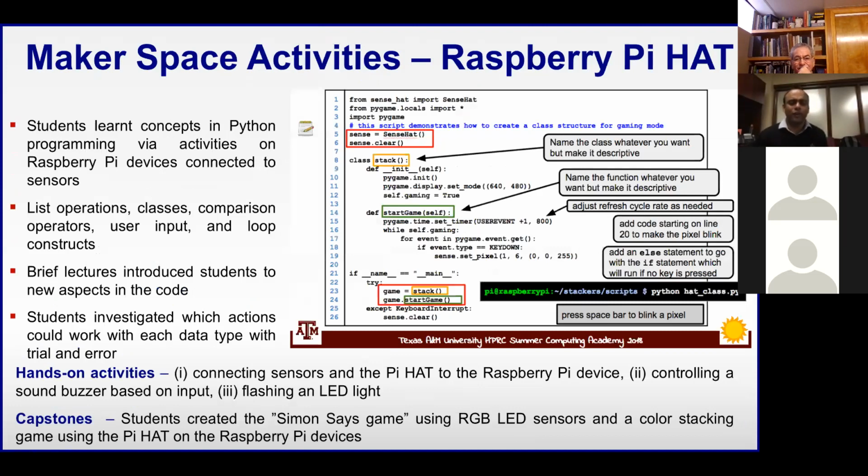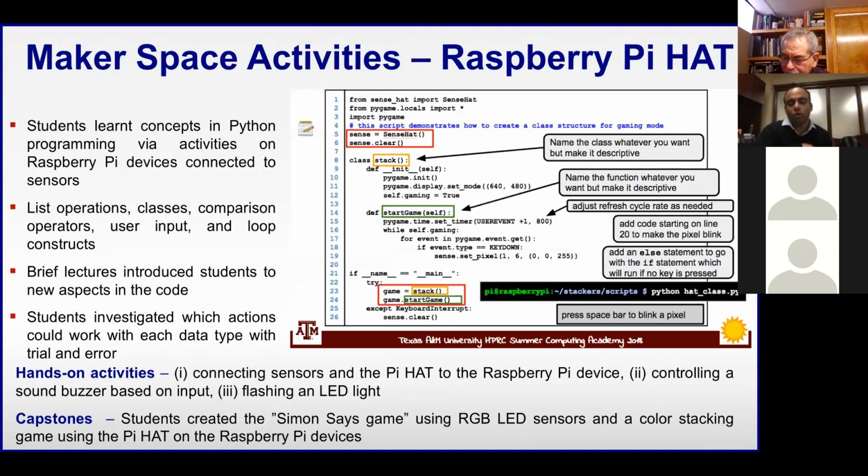All right, so our first set of activities were pretty text heavy. I apologize for how busy this slide is, but it kind of conveys what we were trying to do. So in the first exercise, you'll find that it revolves around connecting sensors to the Raspberry Pi. And there's a rich assortment of sensors available, both touch sensors, sound sensors, you can attach buzzers. So it's a lot of fun, students love it. And within this, we wanted to cover programming concepts such as classes, comparison operators, user input, and loop constructs.